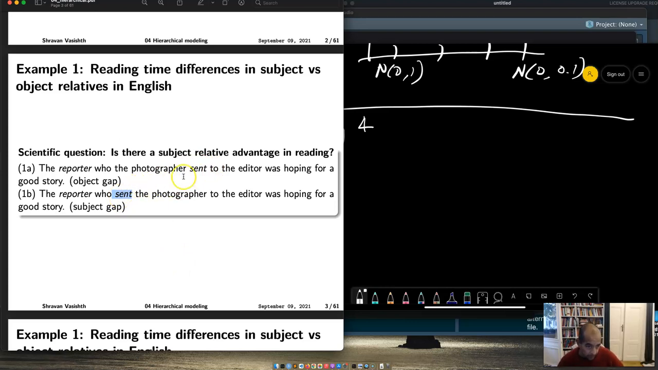So what I want to point out here is that actually this design is very heavily confounded. So I wouldn't take this design overly seriously.